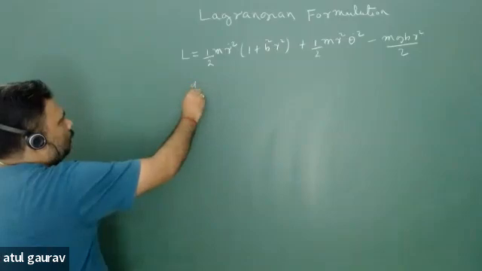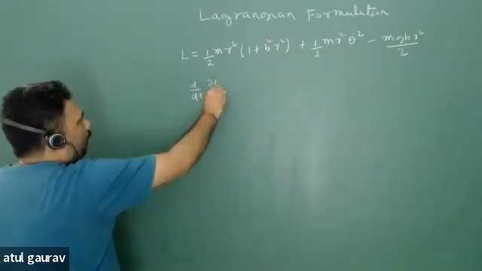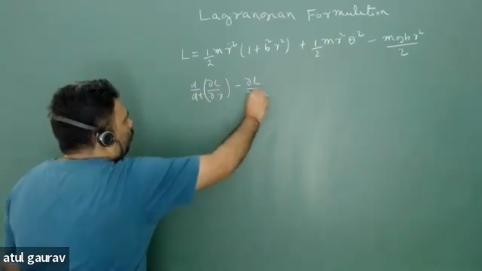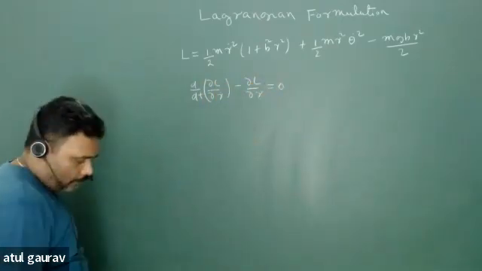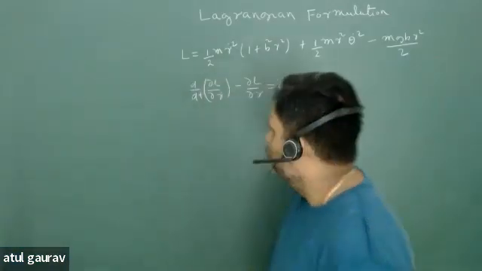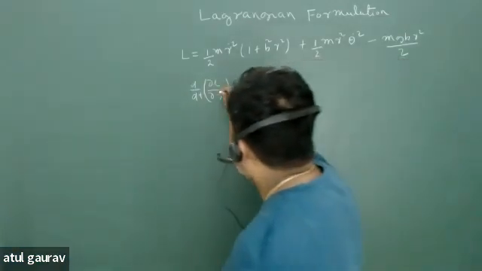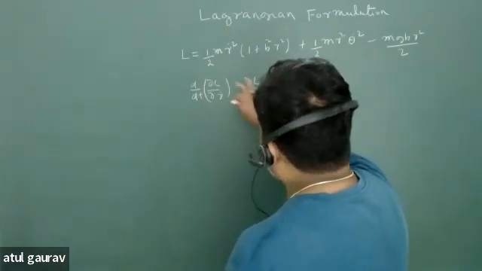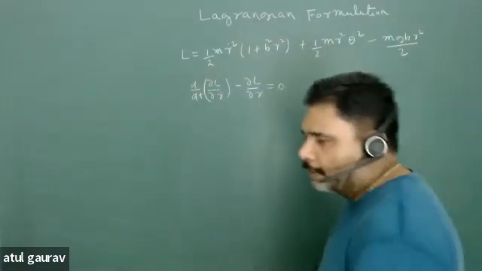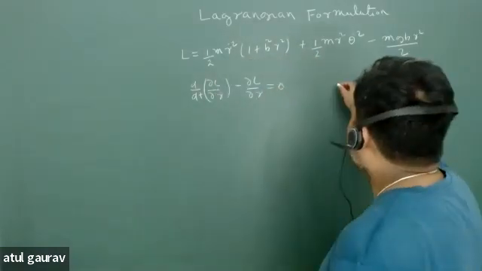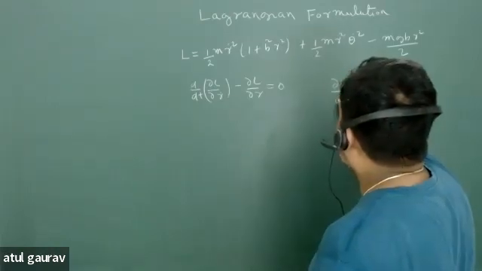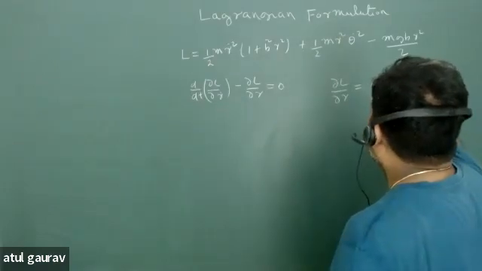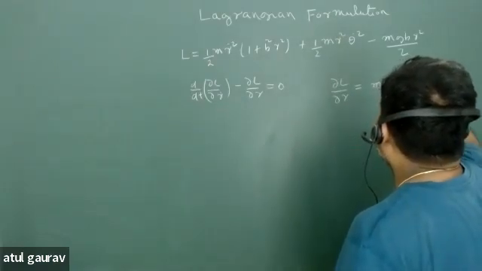So the equation of motion is d upon dt of del L upon del r dot minus del L upon del r must be equal to 0. So this is our Lagrangian of a system. And first we have to calculate del L upon del r. If this type of thing is there, you have to calculate each and everything separately. So del L upon del r is nothing but m r dot square b square r.